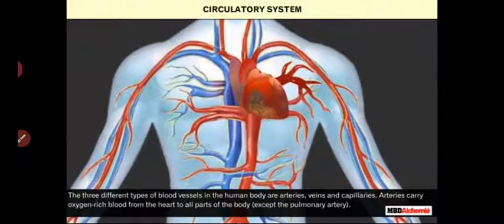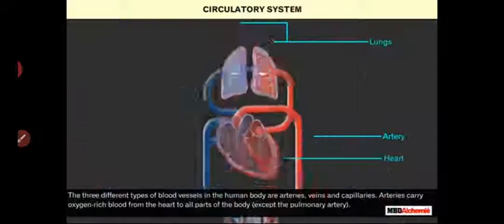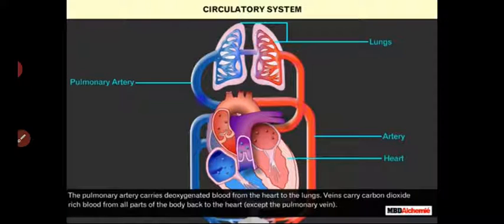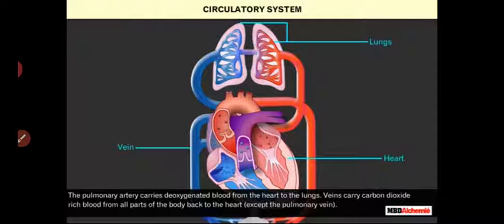The three different types of blood vessels in the human body are arteries, veins, and capillaries. Arteries carry oxygenated blood from the heart to all parts of the body, except the pulmonary artery. The pulmonary artery carries deoxygenated blood from the heart to the lungs.